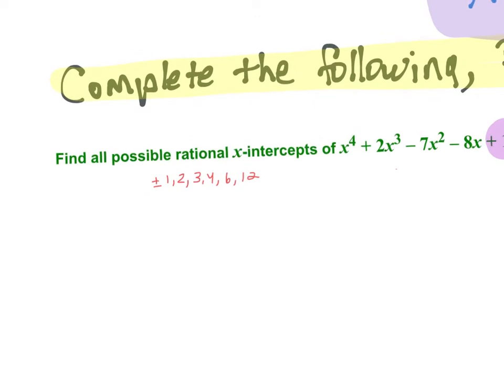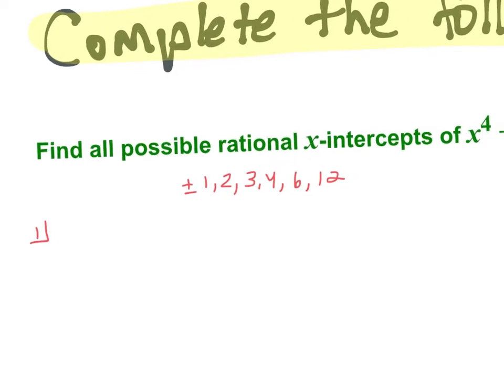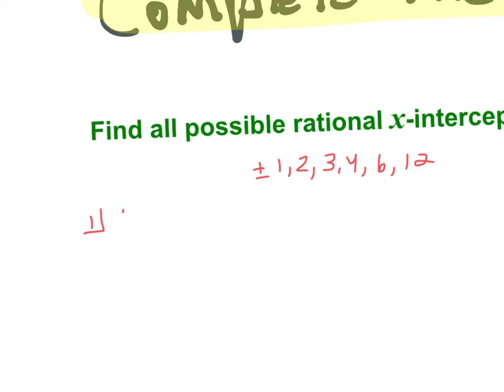Now, once we have that, we're going to just start our synthetic division. I always start with 1. You guys can start with whatever you want, but I'm going to start with 1. So write your coefficients of your polynomial out. It's 1, 2, negative 7, negative 8, 12. So 1, 2, negative 7, negative 8, and 12.